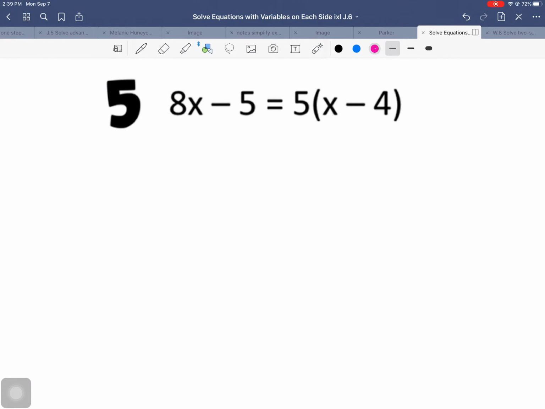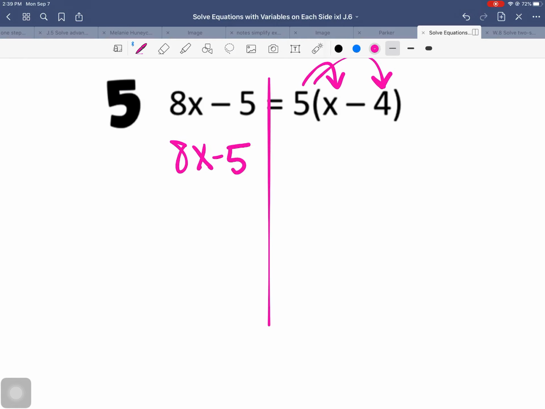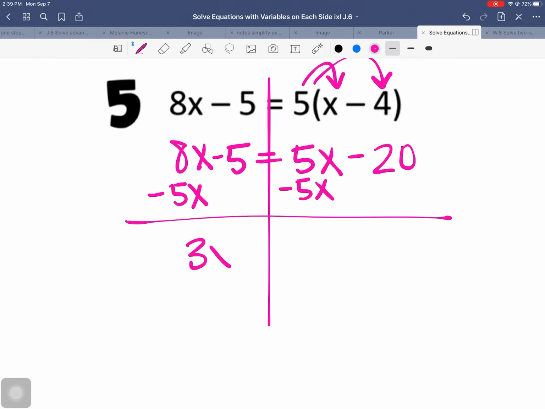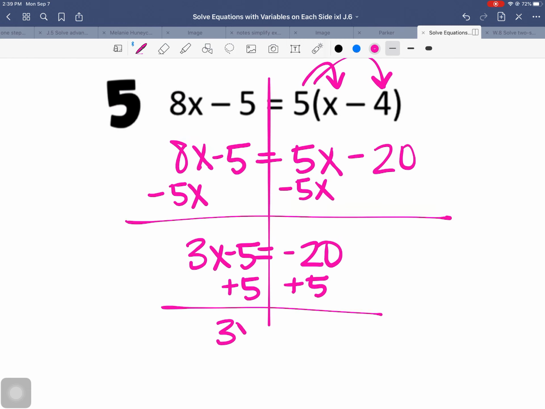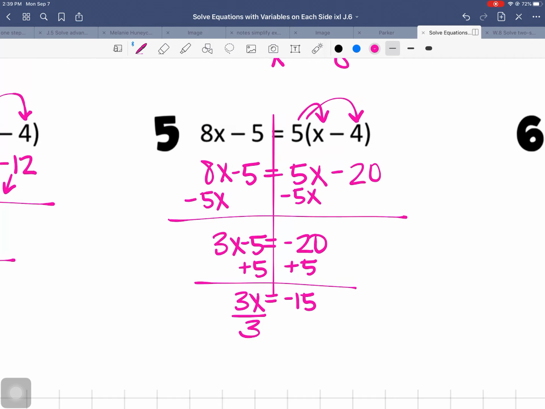Number 5. I'm going to distribute my 5 first. So 8x minus 5 is equal to 5x minus 20. Subtract 5x. I'm going to add 5. 3x is equal to negative 15. Divide both sides by 3. X equals negative 5.